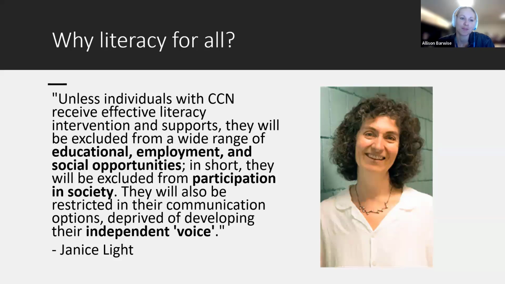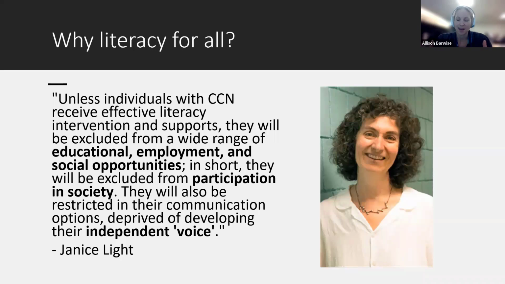And I love this quote from Janice Light where she talks about how important literacy instruction is for educational, employment, and social opportunities for our students and their overall ability to participate in society. So, we want to make sure that they're developing their independent voice, because we know from our adult AAC users and our skilled AAC users that you can never truly be novel without access to that keyboard and being able to read and write your messages as well.